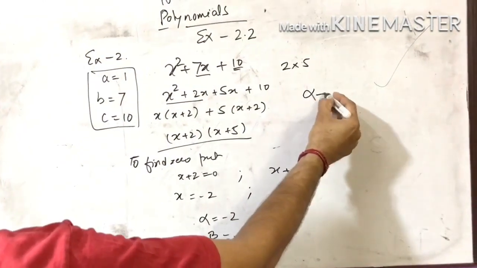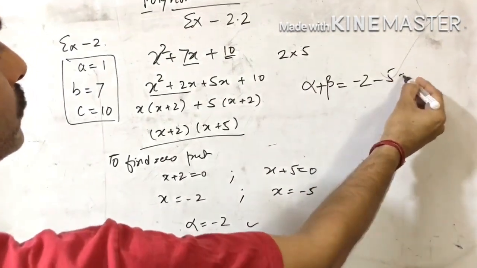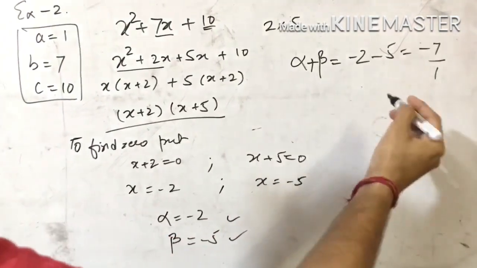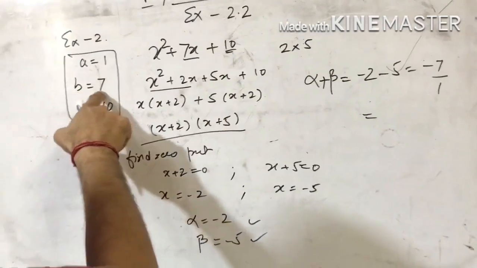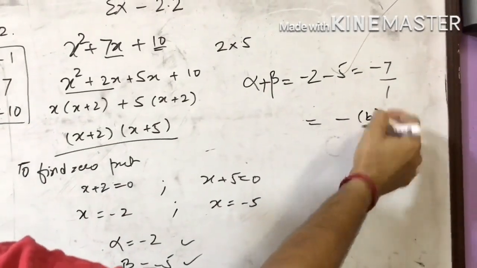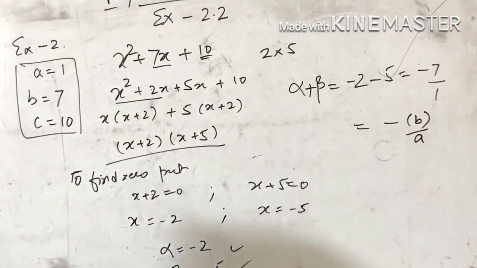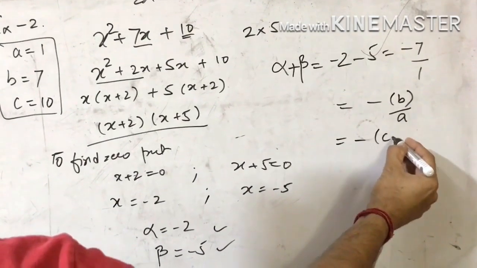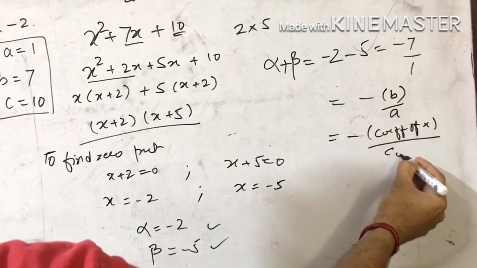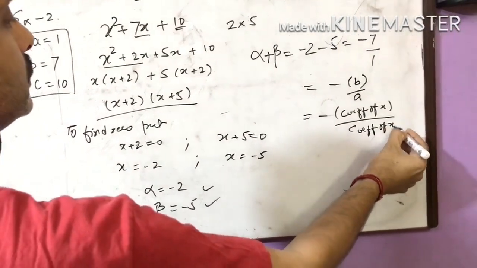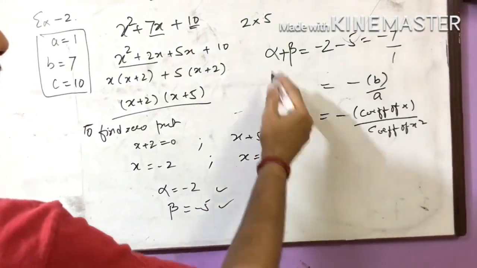Now you have to do the sum of roots. The roots are -2 and -5, you will get -7. Compare it with b, which is 7, and 1 is a. So you can see it is minus coefficient of x divided by coefficient of x square. So you have shown the relationship. It is working, okay.